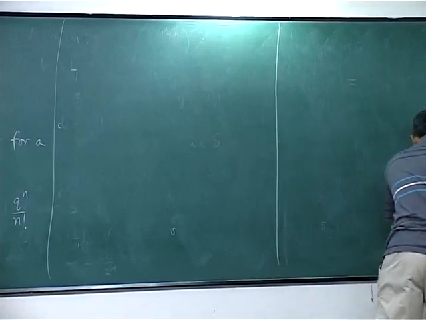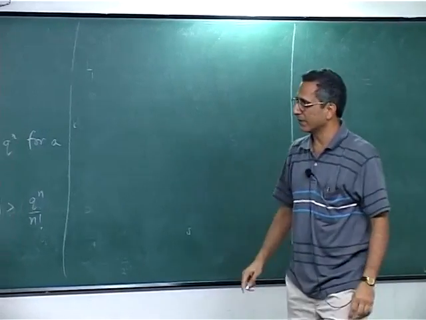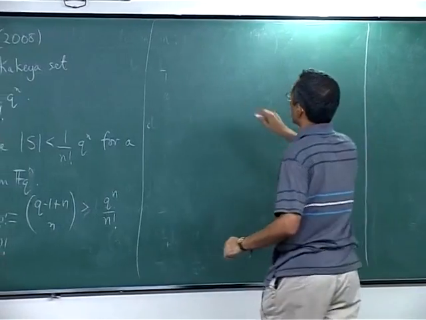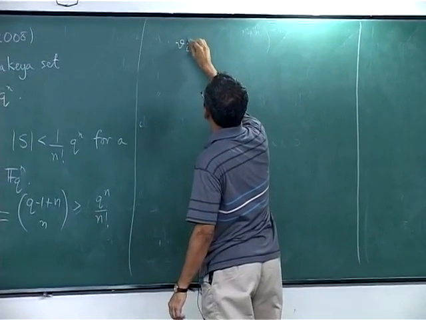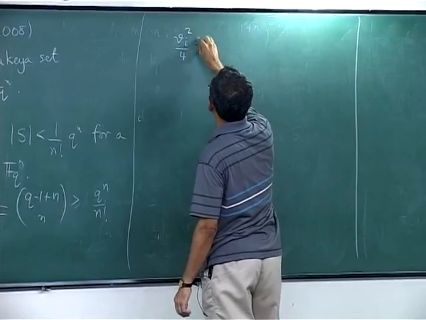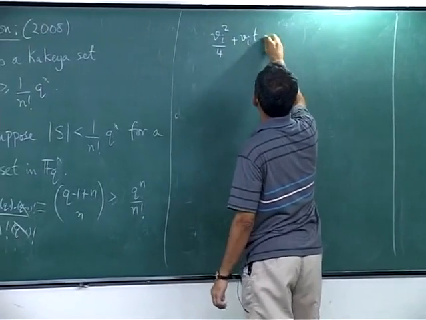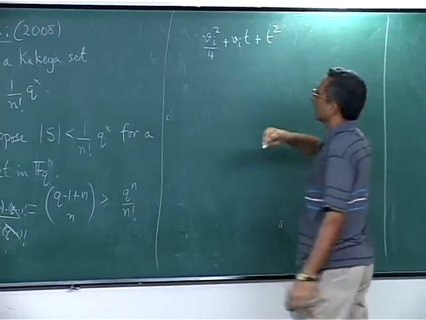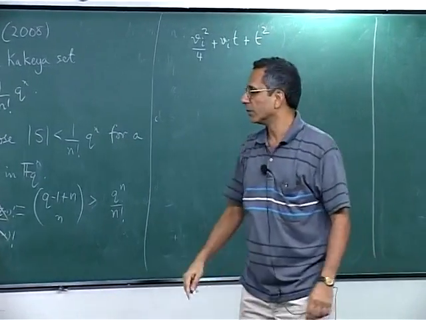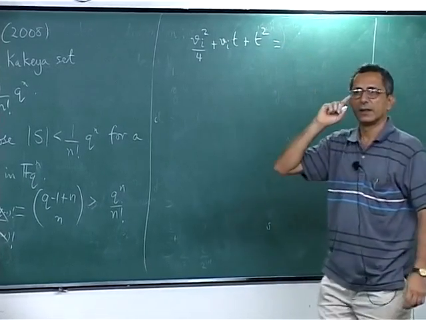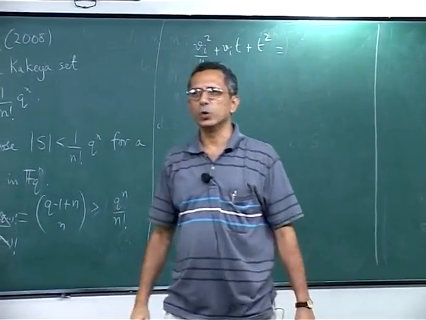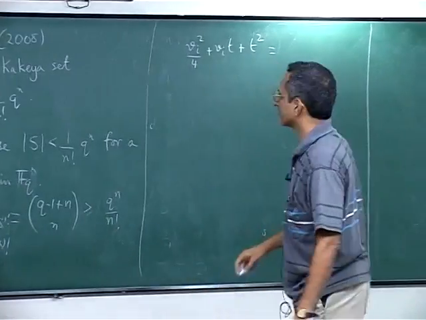So, in order to bound this, we need to use some properties of finite fields. Okay. So, we look at, say, Vi squared by 4 plus Vi T plus T squared. What is this? It is (Vi by 2 plus T) whole squared.